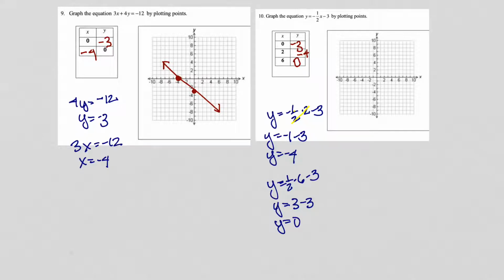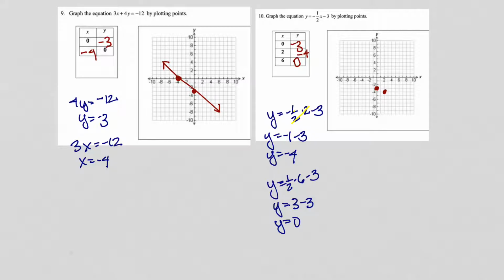And now let's plot these 3 points. So the first point here is this 0, negative 3. So 0, negative 3, that's going to be right there. The second point, 2, negative 4. So this is to the right 2, down 4. A little tight there. And then this one here is 6, 0. To the right 6, and then right on the x-axis there. So to the right 6, and y is 0.